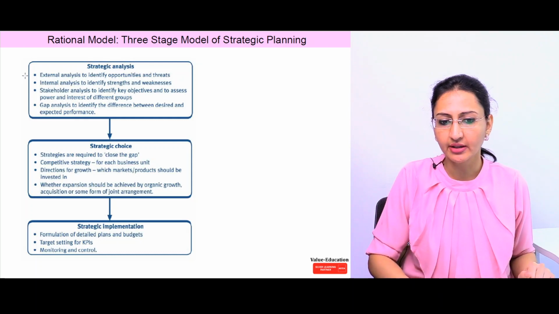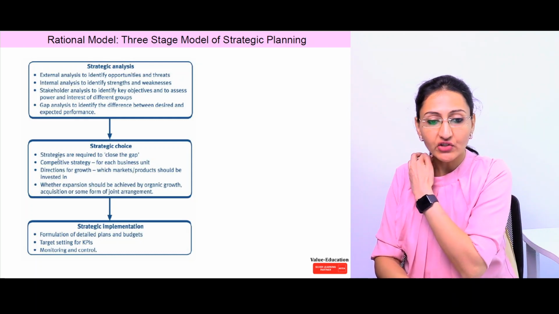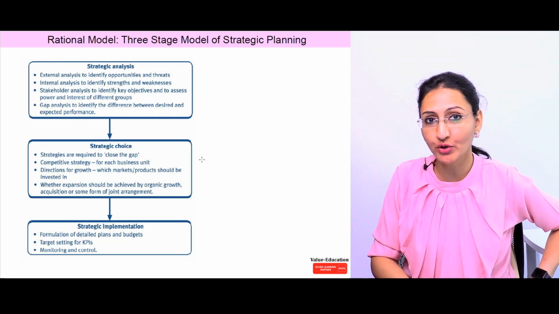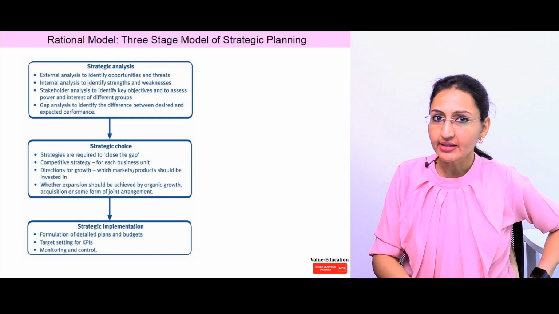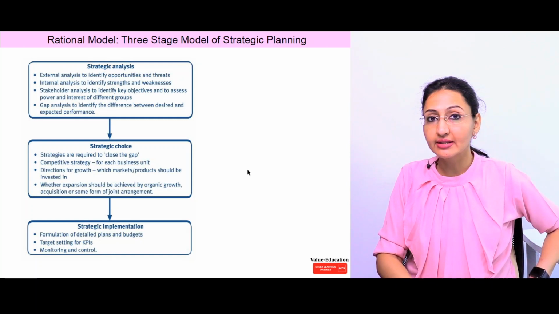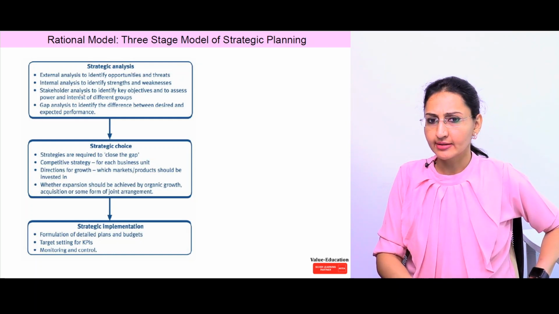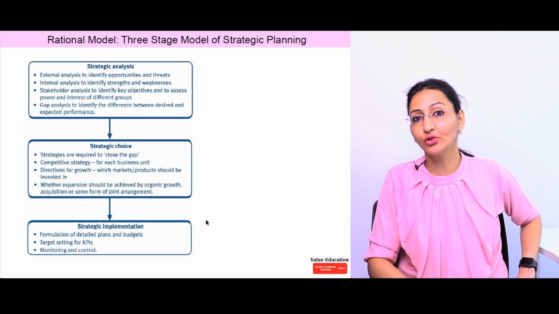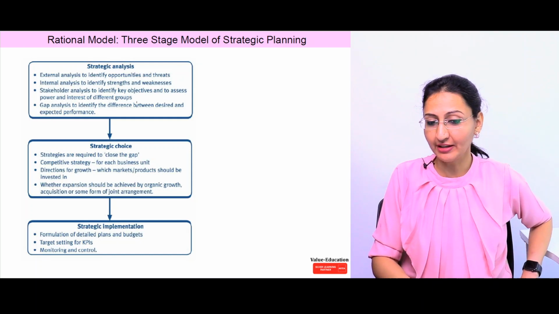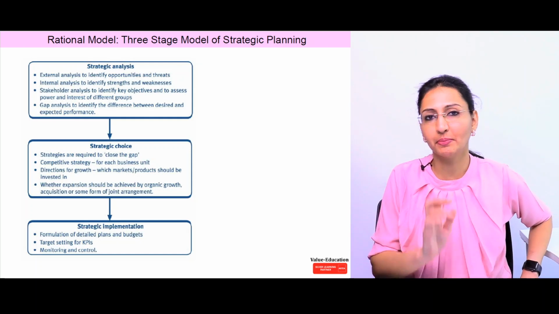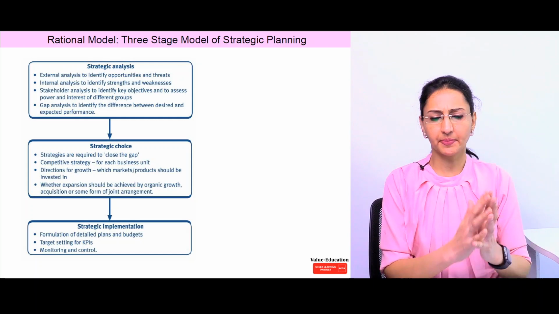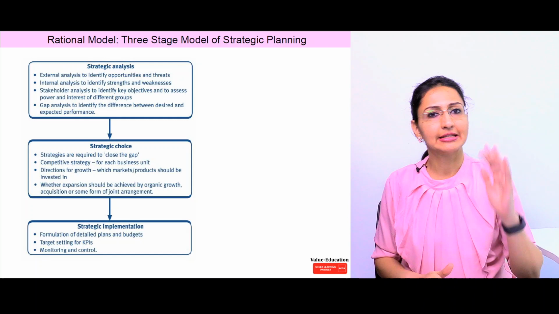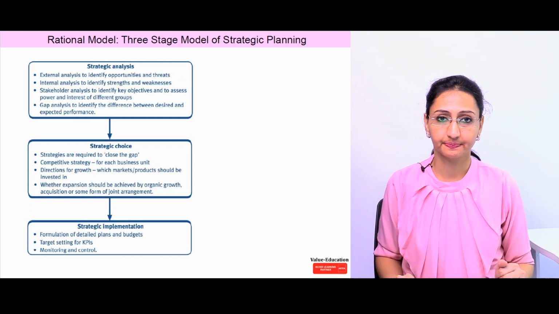Now let me just read these small bullets also. Strategic analysis. External analysis to identify opportunities and threats. Internal analysis to identify strengths and weaknesses. Stakeholder analysis to identify key objectives and to assess power and interest of different groups. Gap analysis to identify the difference between desired and expected performance. So I'll simply sum it up here. Do all types of analysis: external, internal, stakeholder, and gap analysis.